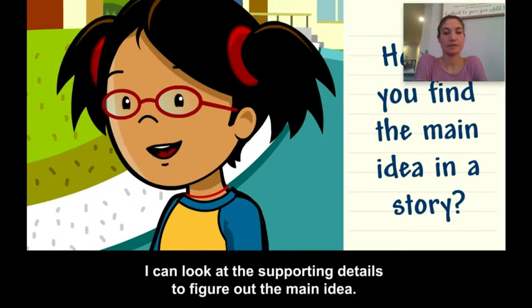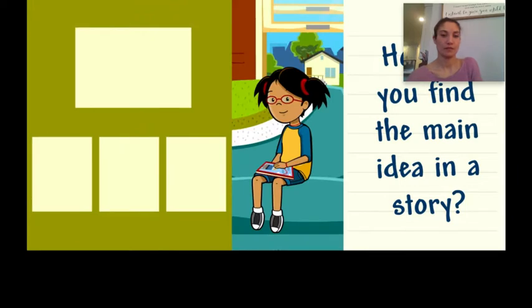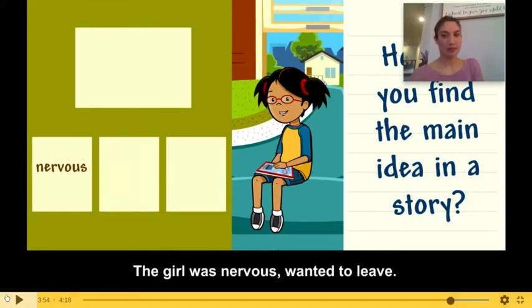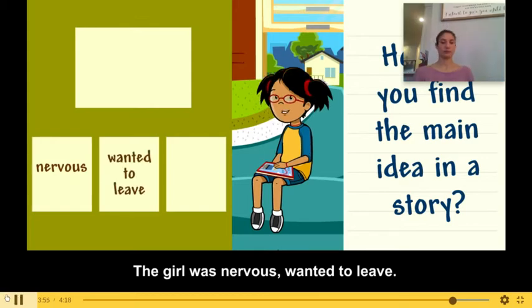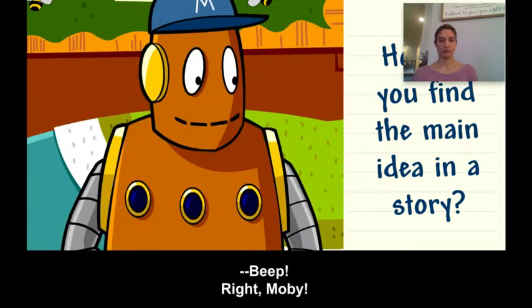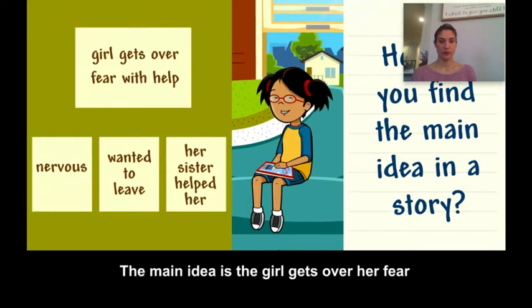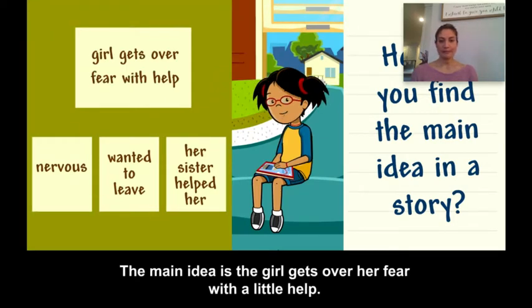I can look at the supporting details to figure out the main idea. The girl was nervous. So sometimes you kind of have to go in reverse order. You have to think, what are my supporting details and what idea is this all coming to? What is the main idea that these all support? Wanted to leave, and her sister helped her. Right, Moby. The main idea is the girl gets over her fear with a little help.